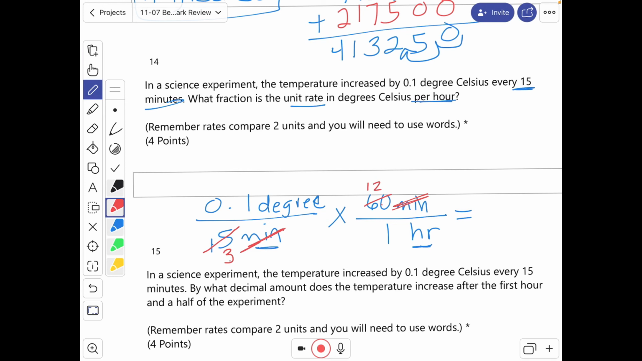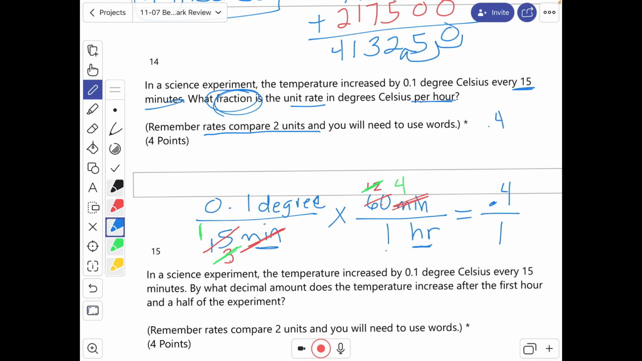And look, I can also divide 12 and 3 by 3. So let's simplify again. 3 divided by 3 makes 1. 12 divided by 3 makes 4. And then we can go straight across. 0.1 times 4 makes 0.4. And 1 times 1 makes 1. And there's a reminder that a unit rate compares 2 units, so I need to use words. That is 0.4 degrees per hour. It also says as a fraction.